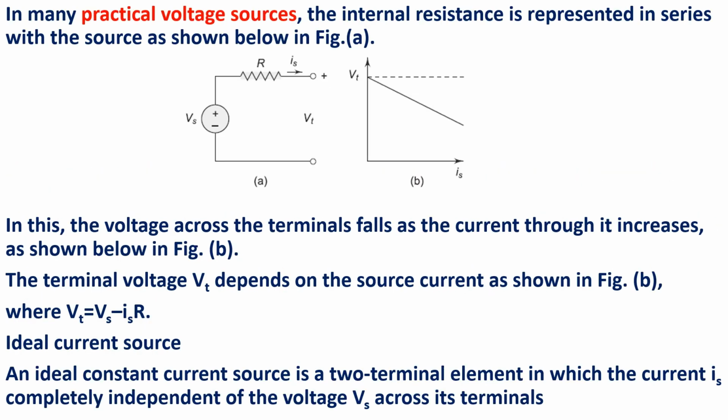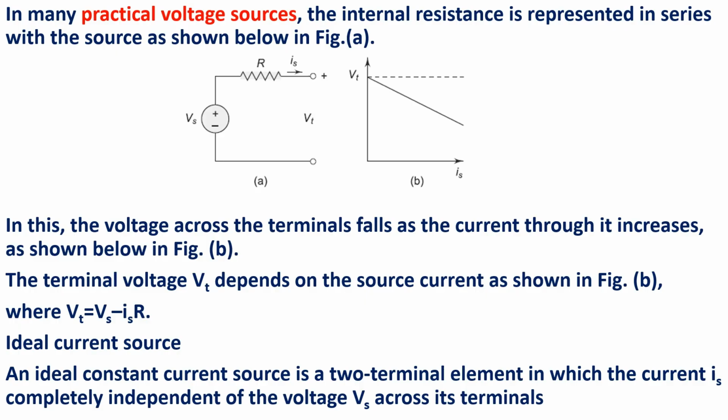In many practical voltage sources, the internal resistance is represented in series with the source as shown in the figure below. In this, the voltage across the terminals falls as the current through it increases, as shown in figure B. The terminal voltage Vt depends on the source current, where Vt equals Vs minus Is into R.